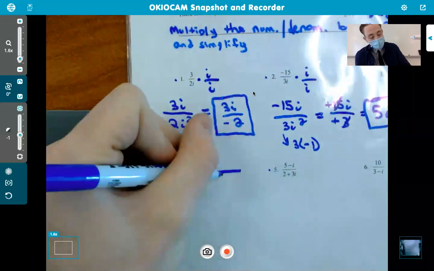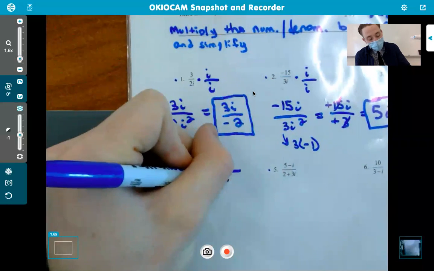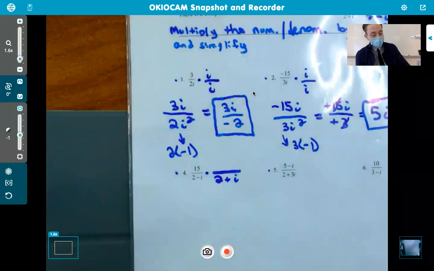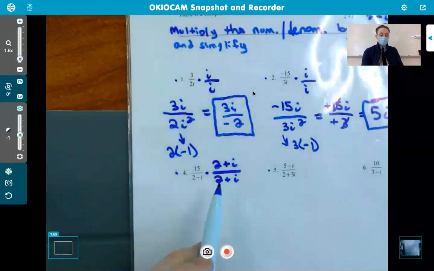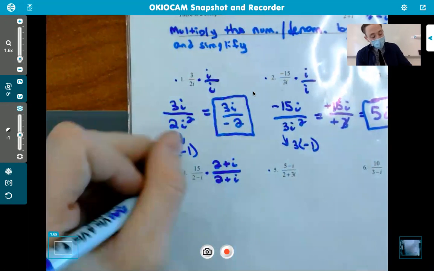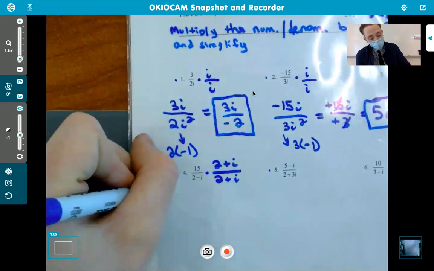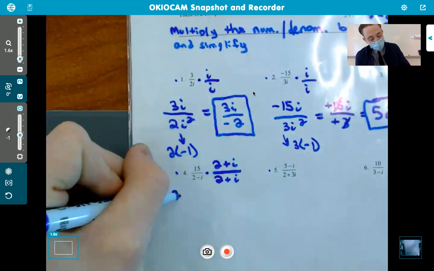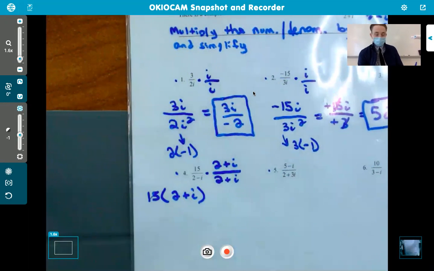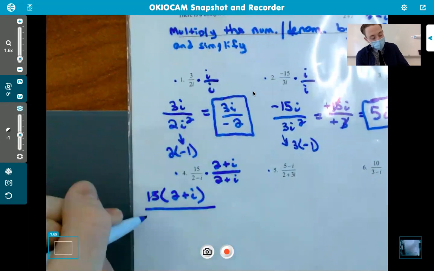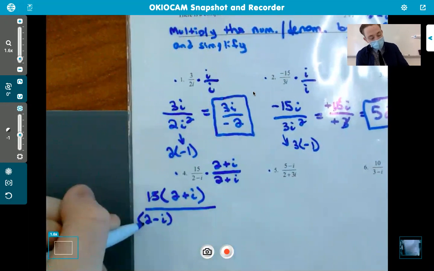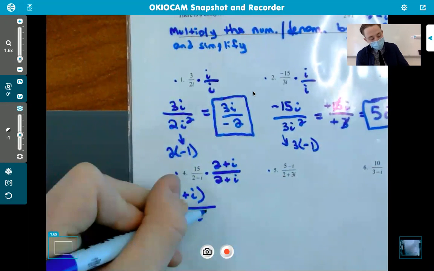Instead of 2 minus i, my conjugate is going to be 2 plus i. So I keep the same terms, I just change the sign. And whatever I do in the denominator, I have to do in the numerator too, multiplying top and bottom by that conjugate. Now, something that I would do just to help you visually with this problem is to go ahead and rewrite this, but include some parentheses. So I have 15 times 2 plus i over 2 minus i times 2 plus i.